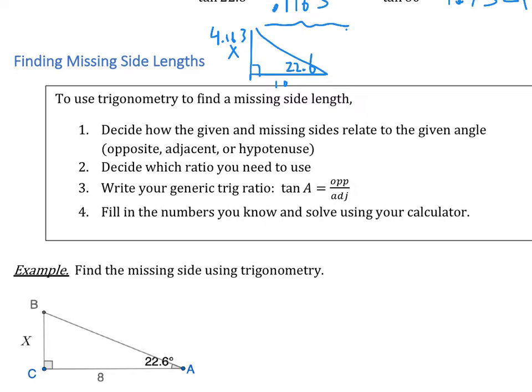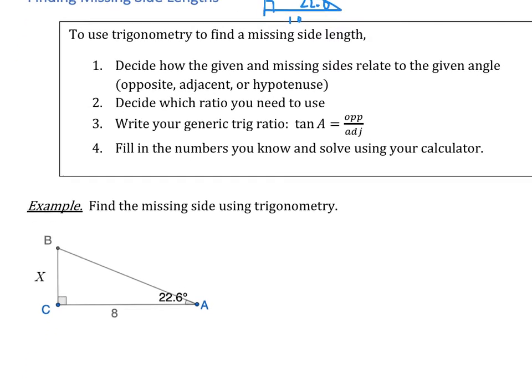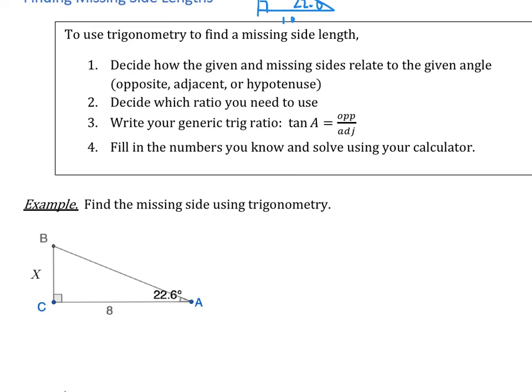Well, right now we only have one ratio, tangent. We're going to talk about two others, sine and cosine, later. And then we're going to write this little trig ratio equation here. And then we're going to fill in the numbers that we know. All right, so those are the basic steps there. So let's try that out. All right, so here we had this same triangle we did earlier.